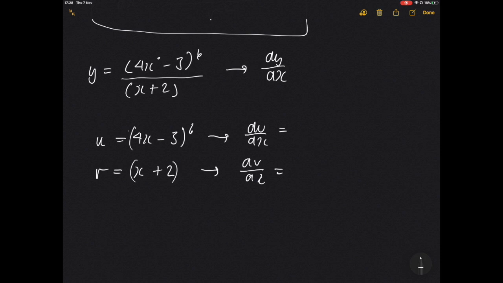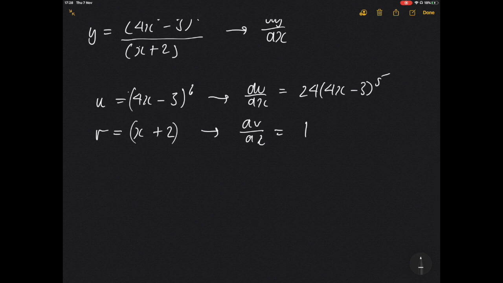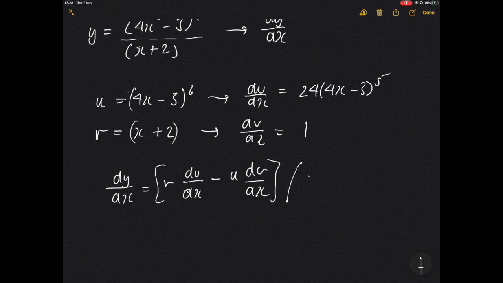so we have a 4 inside, so 4 multiplied by 6, bring the power down, so that would be 24(4x minus 3) to the power of 5, and if we just differentiate v, we get a simple 1. So we use our formula, which says dy by dx is equal to v du by dx minus u dv by dx all over v squared.